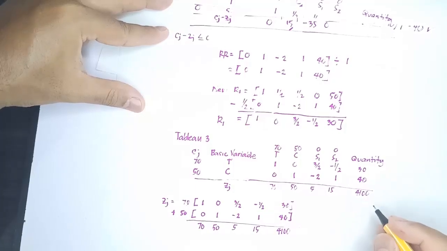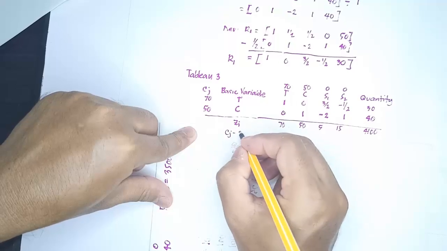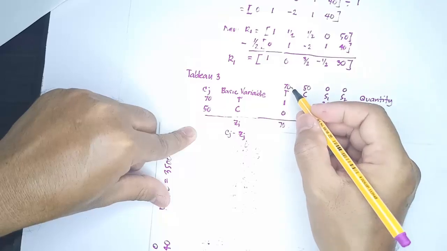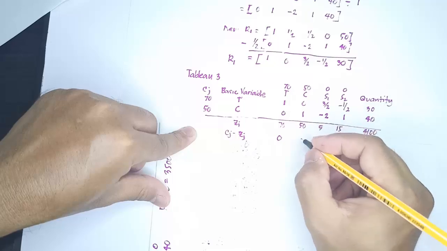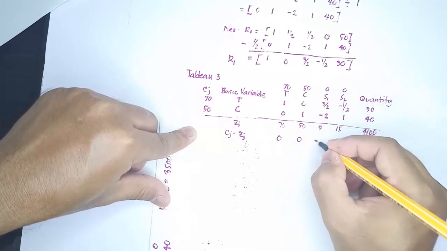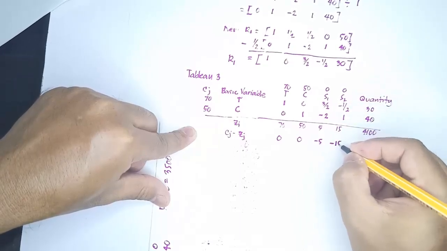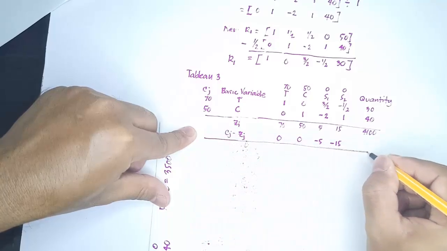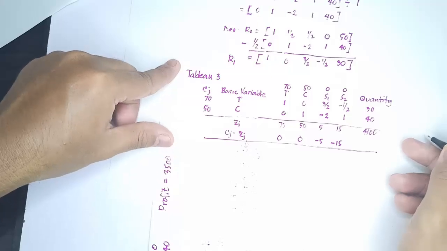Now the elements for c sub j minus z sub j. So 70 minus 70, that's 0. 50 minus 50, again that's equal to 0. 0 minus 5, that's negative 5. 0 minus 15, that's negative 15. So this is the third tableau.